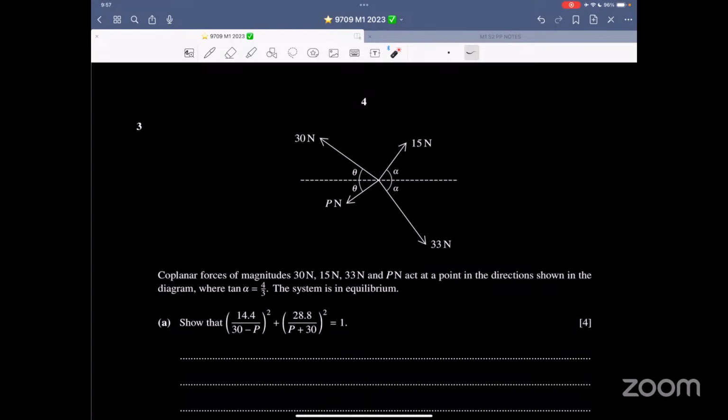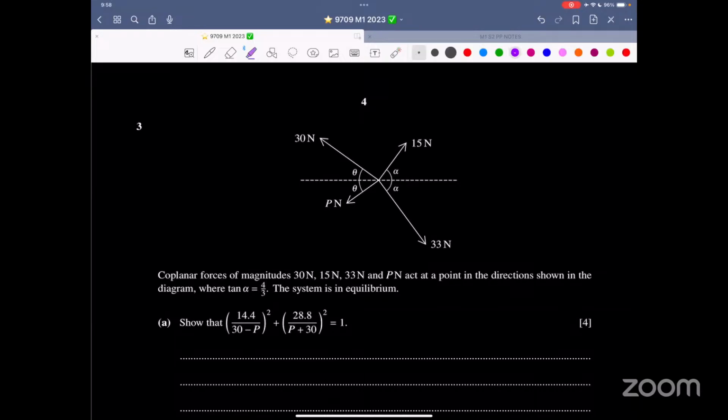Momentum tick mark done. Now let me focus on forces. So now it says coplanar forces. That means forces acting on the same plane have magnitude such and such. So how many forces do you see? You see 4 forces, of which one of them is unknown and 2 angles are unknown. Actually, no, 1 angle is unknown because tangent of alpha is given.